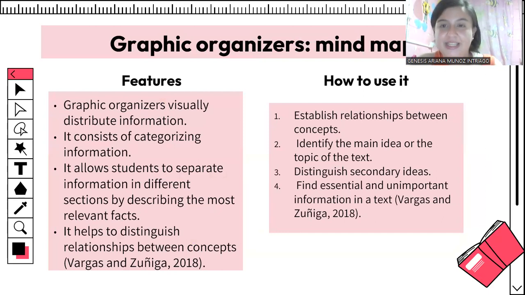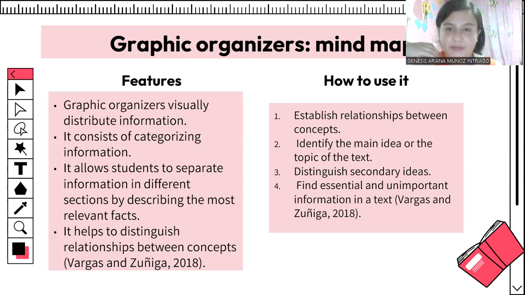Then the second strategy that I used was graphic organizers. It can be any graphic organizer, but in this case, I choose mind map. Okay, graphic organizers are helpful to distribute information and to categorize information. It also helps to separate data in different sections by describing the most relevant facts. And it also helps to distinguish relationships between concepts, okay?